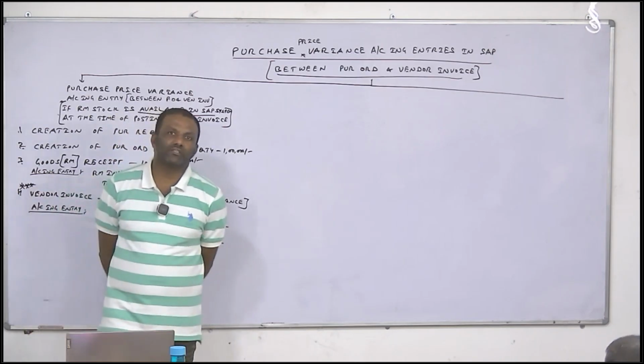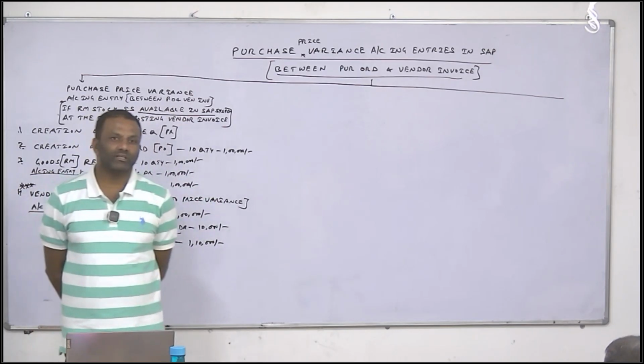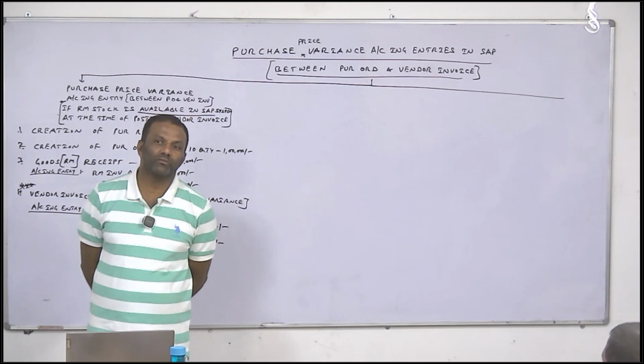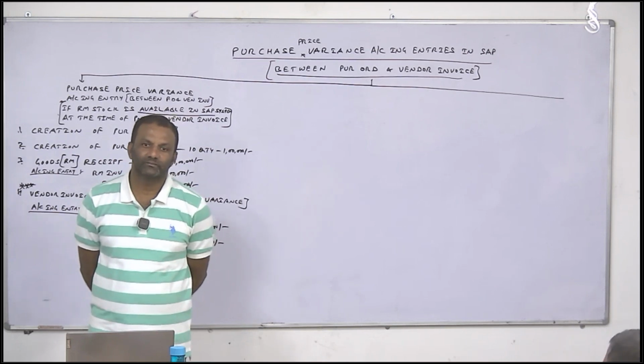My user has raised a PO for 1 lakh for 10 quantity, but we have received an invoice for 1 lakh 10,000. How will the user post the accounting entry in the system? What type of accounting entry will it post? In 99% of cases no one will give the answer.